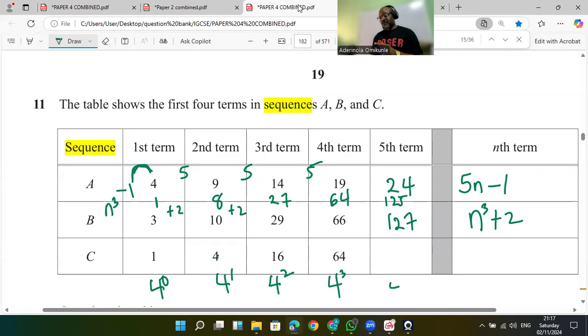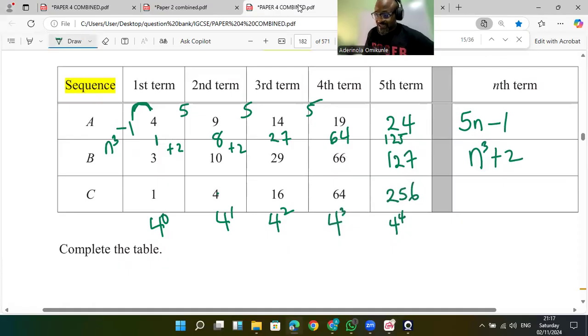That means the next one will be 4 raised to the power of 4, which is 256. So how do we get the nth term? We said, since 4 is common to all of them, just write 4. And then just consider the powers. The powers are 0, 1, 2, 3, 4. So we said you find the nth term of those powers.